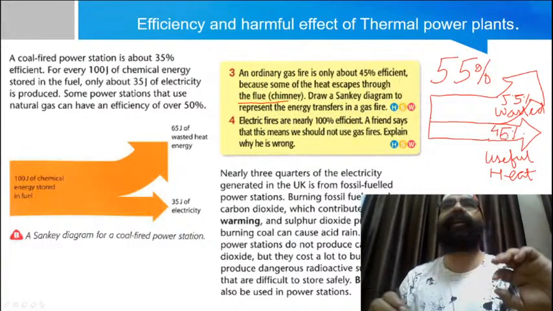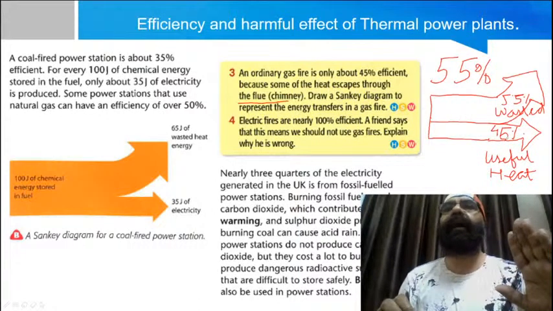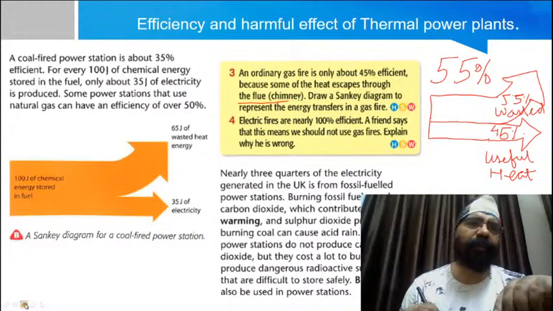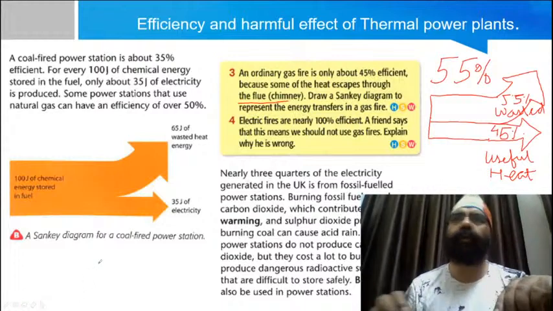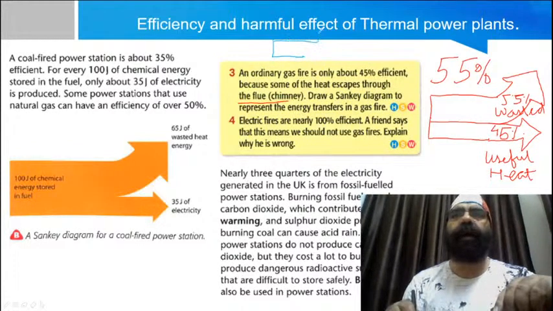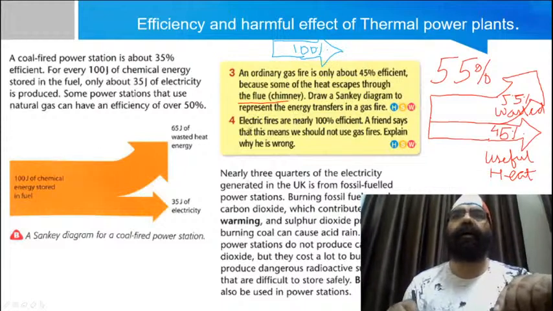Okay, the fourth situation, now they say that electric fires are 100% efficient. Okay, I'll change the color of my pen and let me make it some other color. Okay, I use blue. I make it over here. So now I have to draw a Sankey diagram. So I use this, okay, and 100%. There's no wastage. 100%, okay, 100%. Electric fire is 100% efficient.